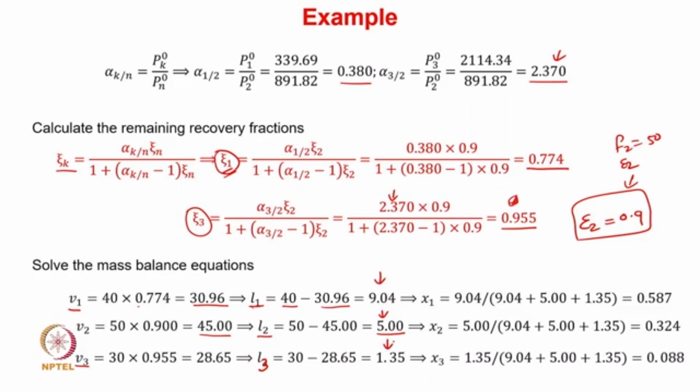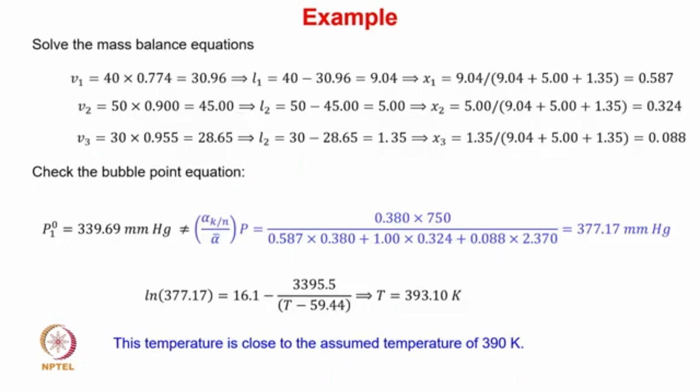So we can now calculate X1, X2, X3. X1 will be L1 divided by the summation of all L1, L2, L3. That is 9.04 divided by the summation of L1, L2, L3, which comes out to be 0.587. So this is X1. Similarly, we can calculate X2, which is 0.324, and X3, which is 0.088.